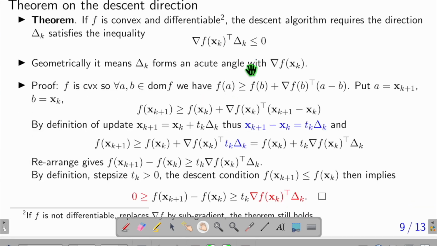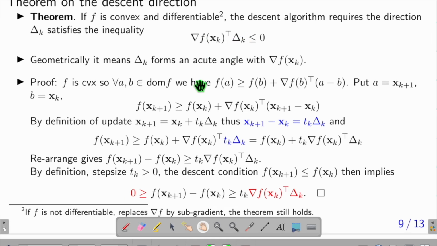Okay, for gradient descent, we just do gradient descent. But now here's the first thing. How do we choose this delta? The idea is this. You want the inner product with delta to be negative. Here's the proof. Why? Because if you do this, then the function value will go down after you do the gradient descent. So here's the idea.